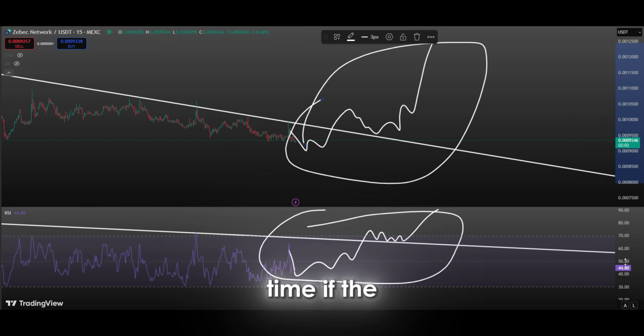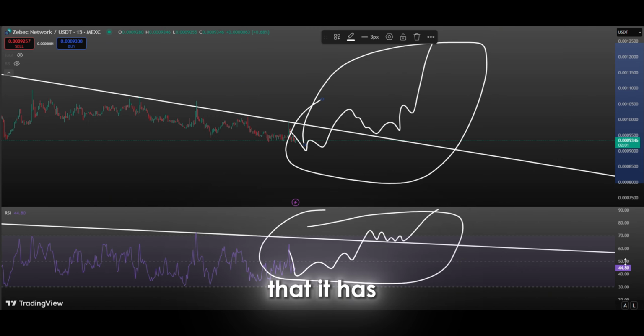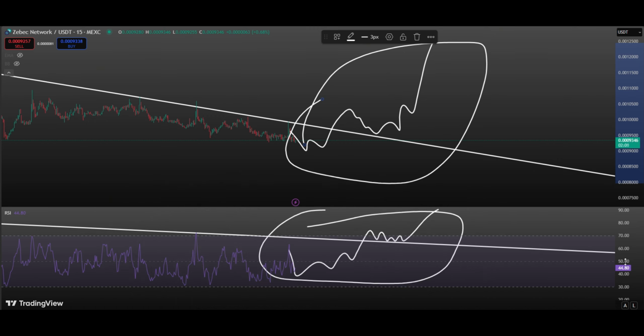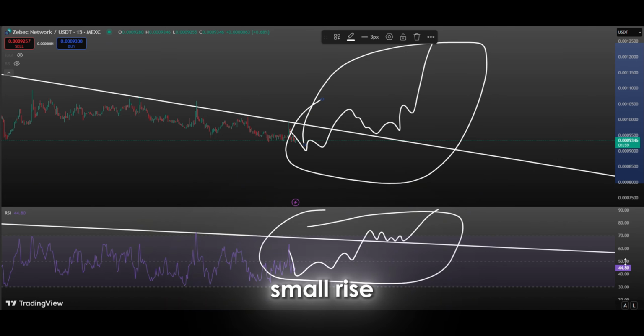At the same time, if the downtrend on the RSI breaks, it could make it easier for the price to break through resistance levels that it has failed to cross before. With a breakout of the RSI, investors' risk appetite will increase and new purchases will enter the market. This could trigger not just a small rise, but perhaps the start of a new bull trend.